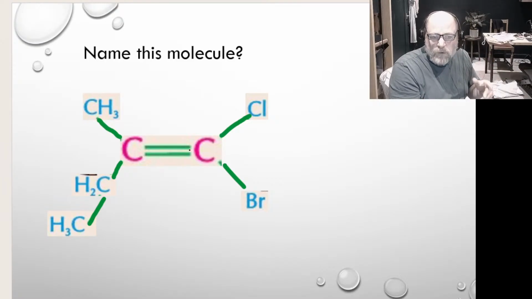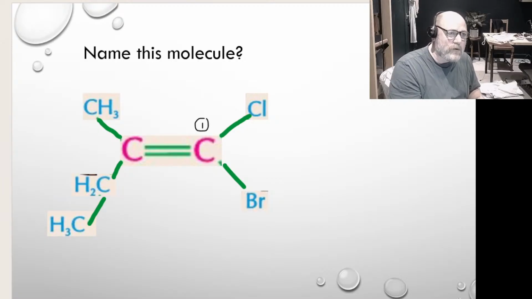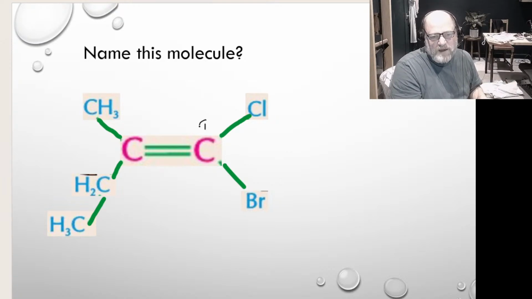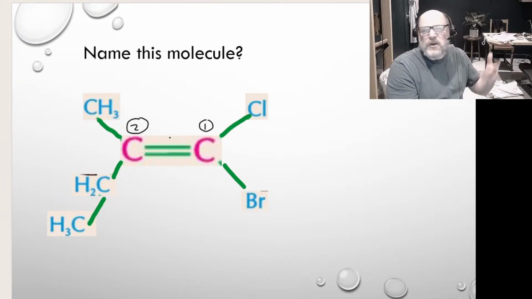So first of all, I want to decide, is it E or is it Z? Now there's 4 different groups. So what we do is we go with the atomic number, and we decide which one has the highest atomic number on each carbon. So I'm going to call this carbon 1, because that's where the double bond is, and I'll call this carbon 2. I could have called it A and B.